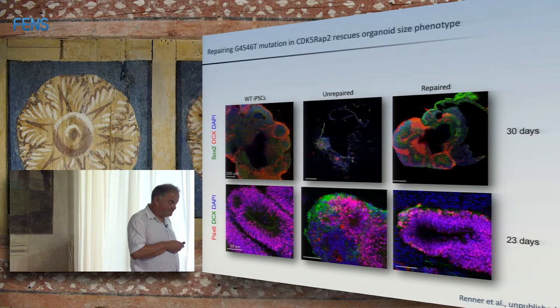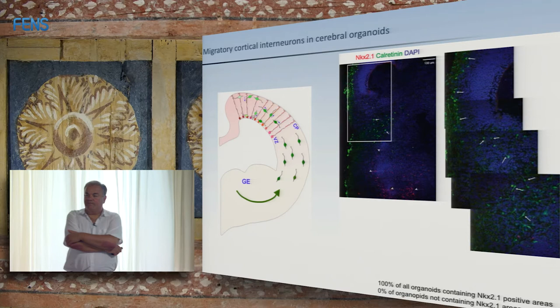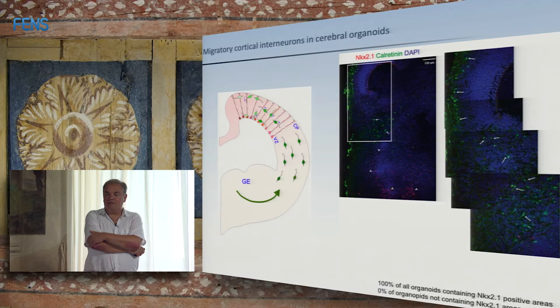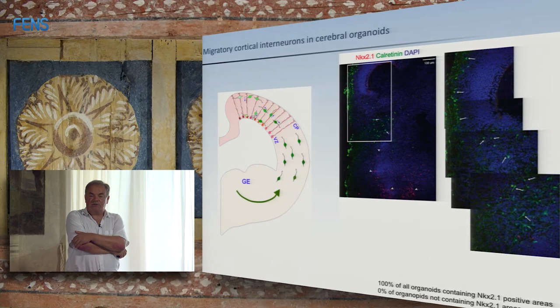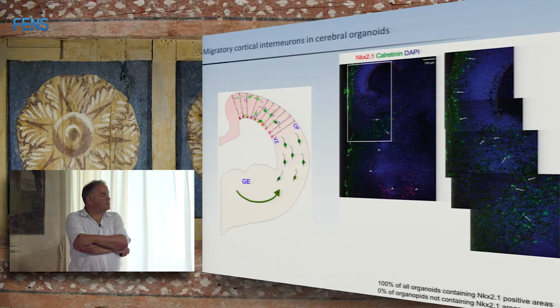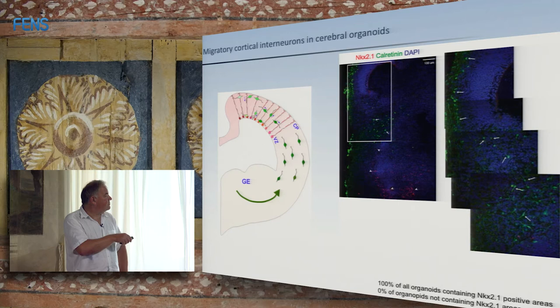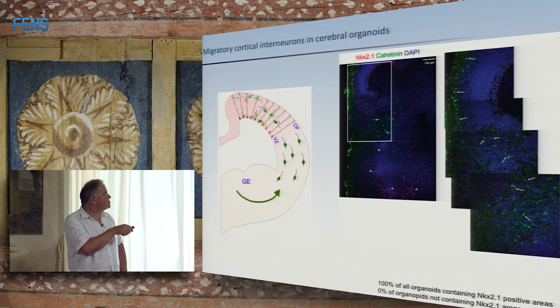Now, one thing that I quickly wanted to touch upon is that the cortex not only contains excitatory neurons that I was talking about so far, but also inhibitory interneurons. And we wanted to generate a model for the integration of those interneurons into the dorsal cortex. Now, this is a bit complicated because it involves the interaction between multiple brain areas. The interneurons are born in the ventral cortical regions, the medial and lateral ganglionic eminences, and then they migrate tangentially into the dorsal areas of the cortex.